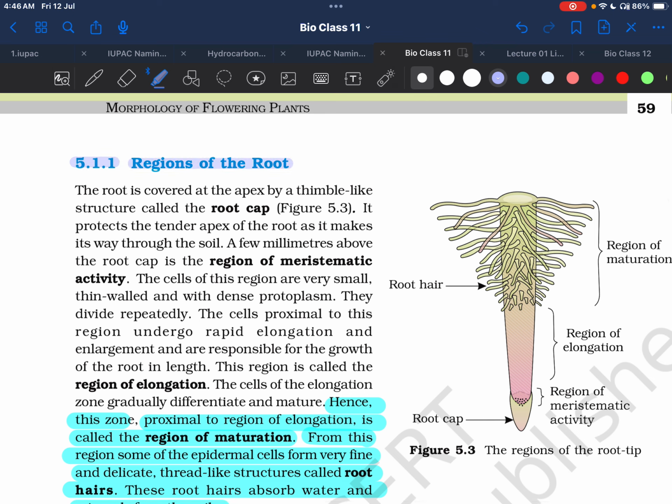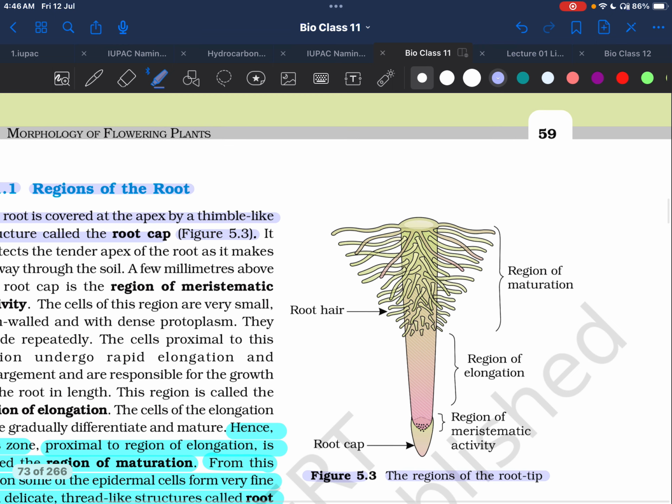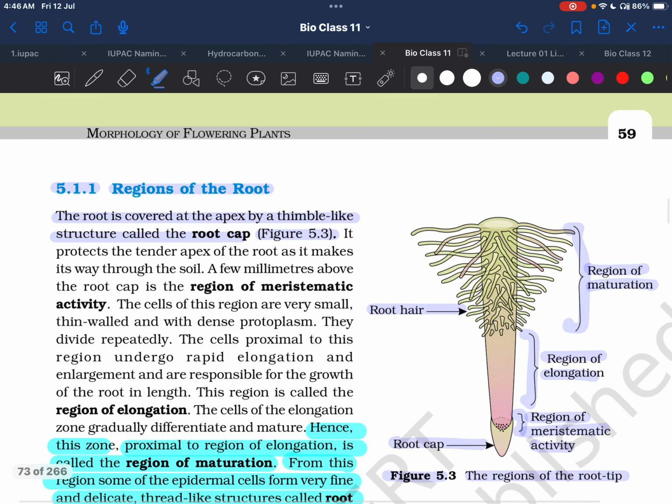5.1.1 Regions of the root. The root is covered at the apex by a thimble-like structure called the root cap. Figure 5.3: the regions of the root tip: region of maturation, root hair, region of elongation, region of meristematic activity, root cap. It protects the tender apex of the root as it makes its way through the soil. A few millimeters above the root cap is the region of meristematic activity. The cells of this region are very small, thin-walled, and with dense protoplasm.